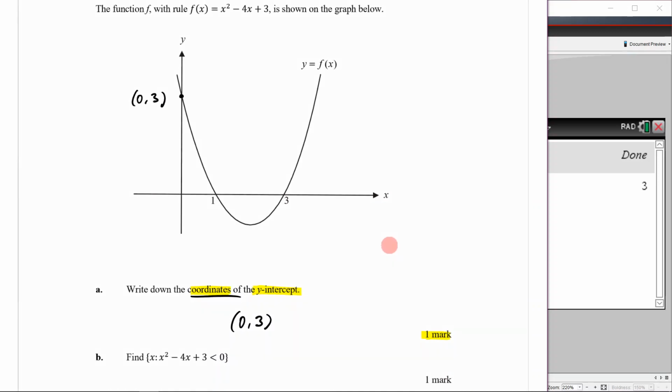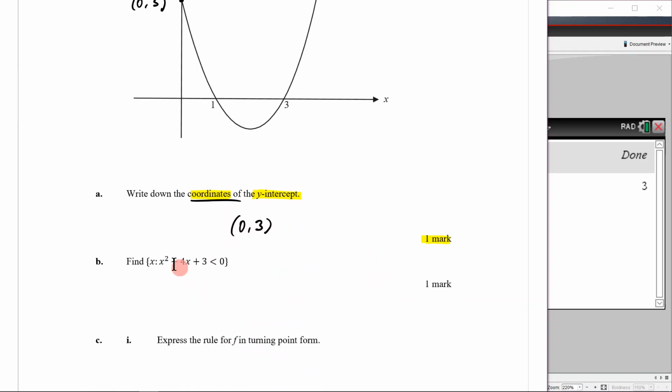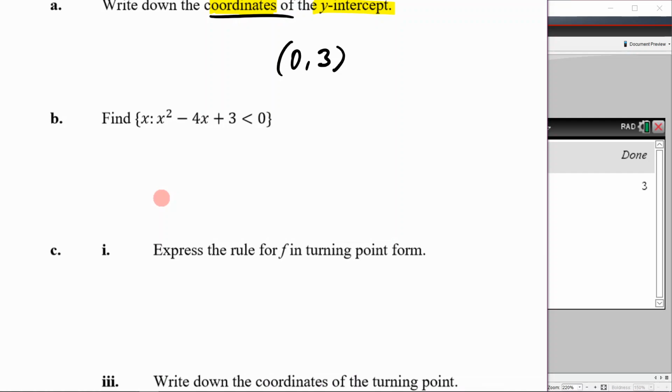Perfect. Having now done that, we can go on to our next question, which says, find the x values for which the function is less than 0. So we can do this without actually using our CAS. We could simply see that the only region where it is less than 0, or in other words, below my x-axis, is here. So it's between 1 and 3. So let's now write down that as our answer.